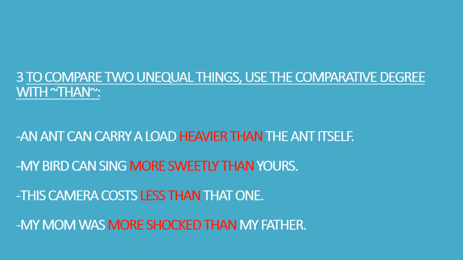To compare two unequal things, use the comparative degree with them. Let's see. An ant can carry a load heavier than the ant itself. My bird can sing more sweetly than yours. This camera costs less than that one. My mom was more shocked than my father. So we compare the ant and the ant itself. The second one, we compare my bird and your bird. And the third one, we compare this camera and that camera. And the fourth one, we compare mom to father. That's why we use the comparative degree, er or more plus than.